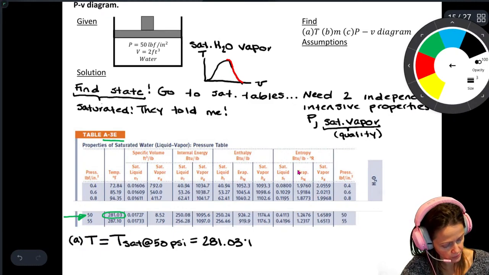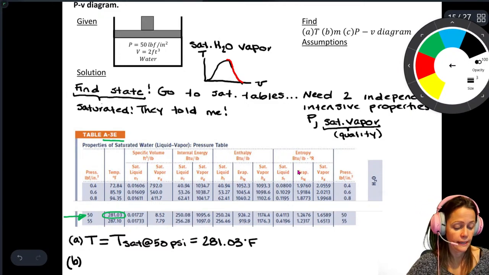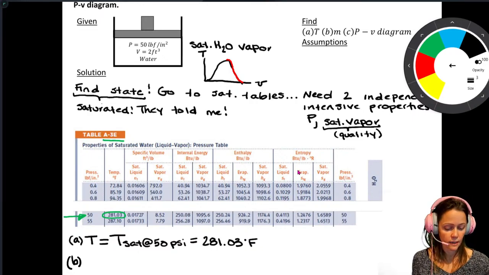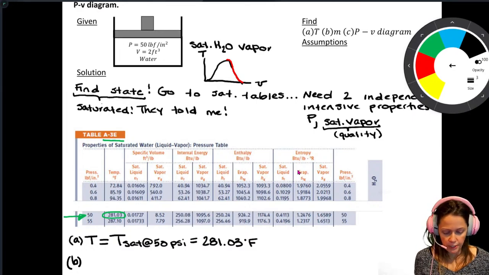281.03 degrees Fahrenheit. Then it's asking us to find the mass. So at this point, if I look at what I'm given, I'm told that it's saturated water vapor. So I know it's on that saturated water vapor line. And I've got the pressure, great.